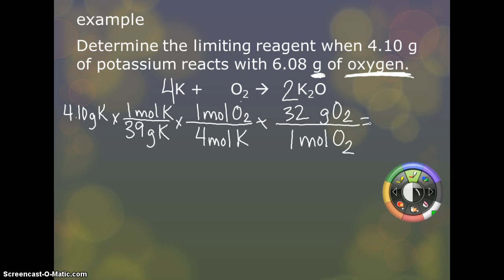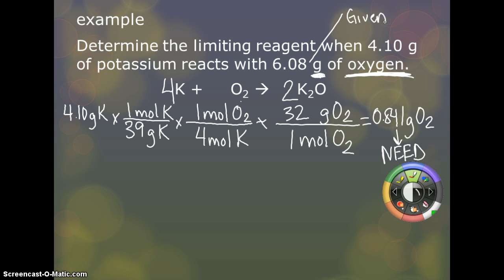So let's do the math. 4.10 divided by 39 divided by 4 times 32. Sig figs are going to be 3. So you get 0.841 grams of O2. And again, this is what you need. And if we look, this is what we have been given.